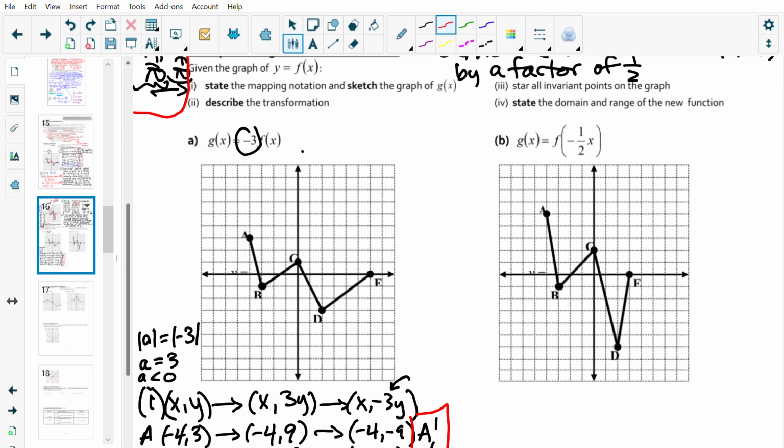in red. Okay, so what do we got? A prime is -4, -9, so 1, 2, 3, 4. 1, 2, 3, 4, 5, 6, 7, 8, 9. Okay. B prime is -3, 3. 1, 2, 3, 1, 2, 3. So this is B prime, A prime. Okay. C prime is 0, -3. D prime is 2, 9. Right there. And E prime is 6, 0.